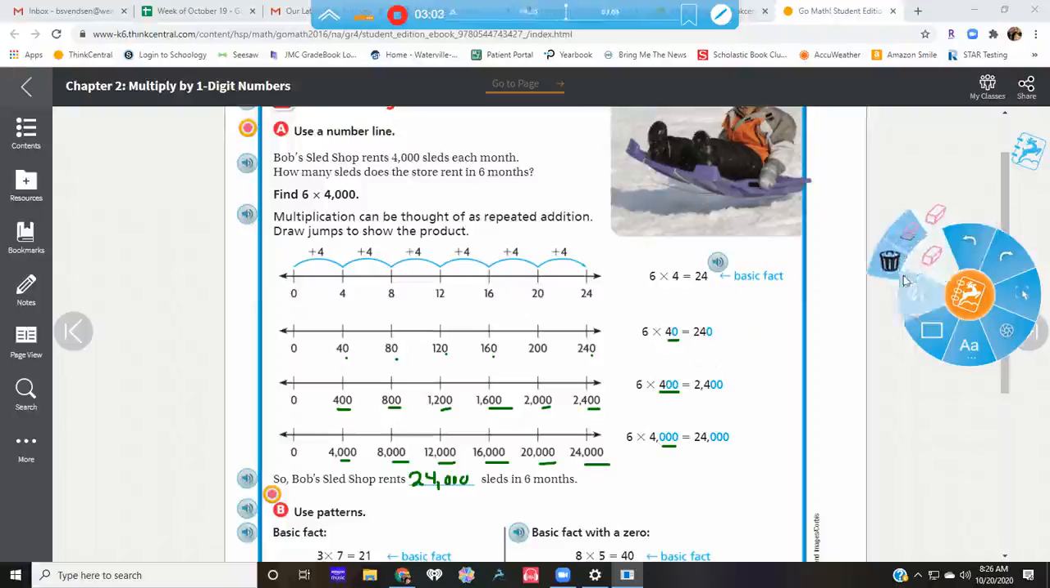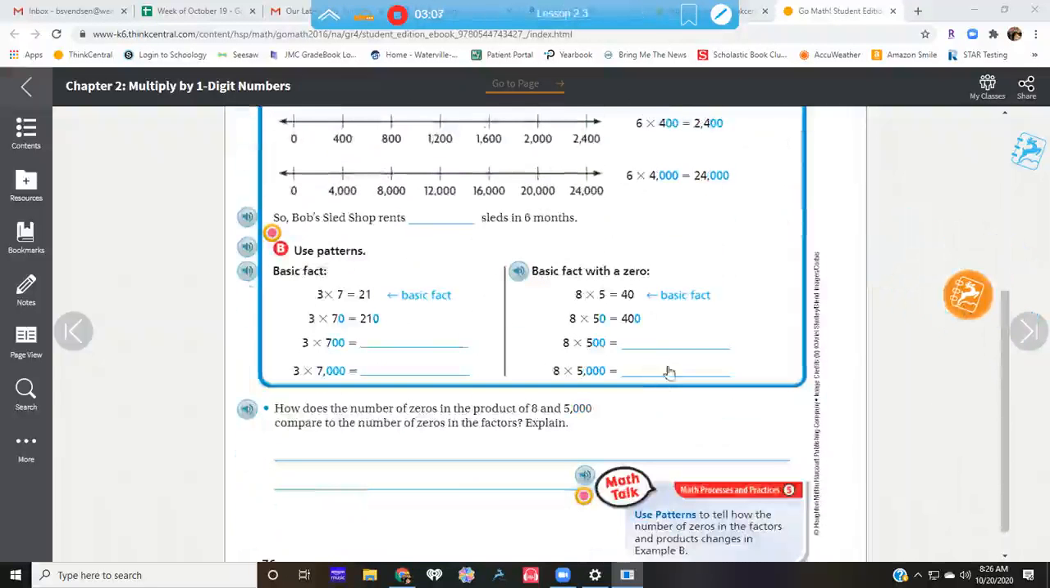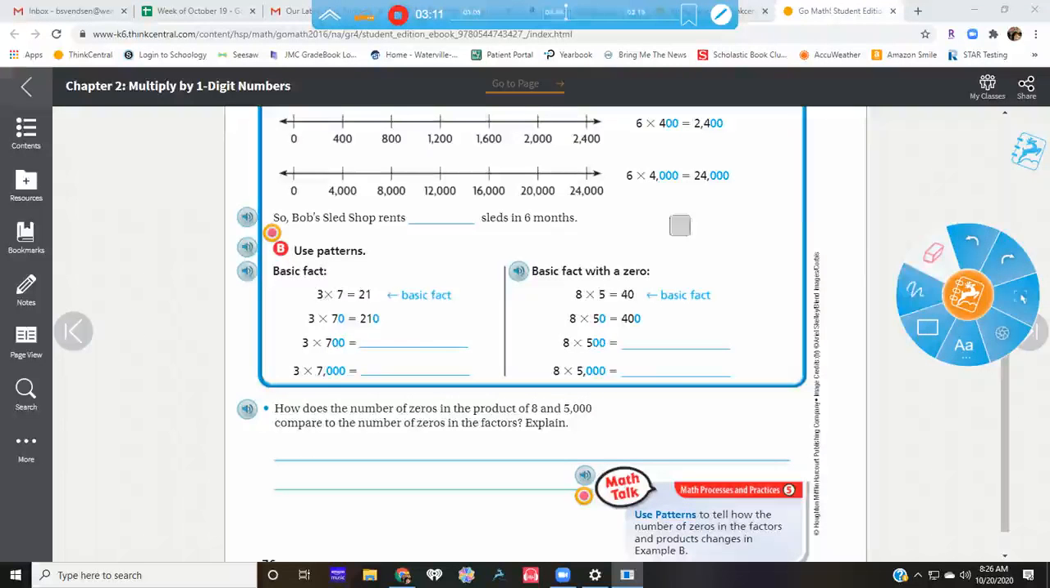All right, let's keep moving on here. We're going to come down here, and here's our basic fact. Our basic fact here is 3 times 7. We all should know that 3 times 7 is 21. 3 times 70 is 210. We're going to keep our pattern going. How many zeros do I have here? 3 times 7 is 21, and I need to add 2 zeros. So now I have 2,100.